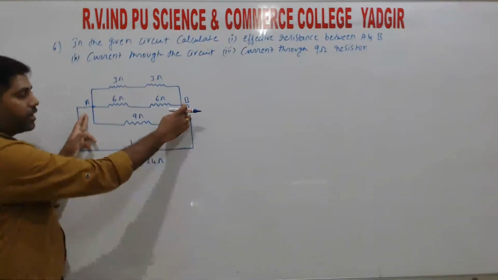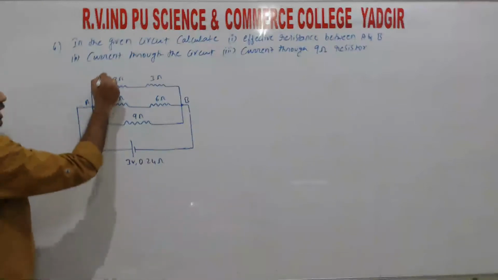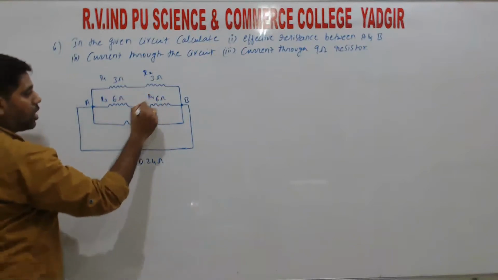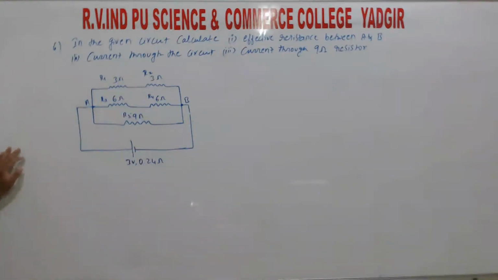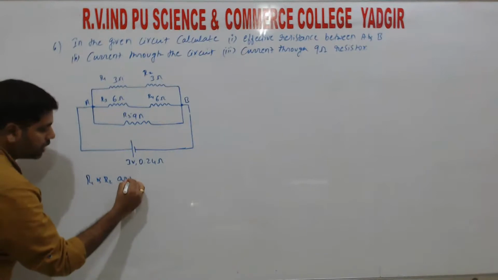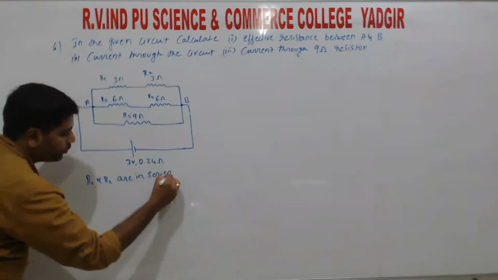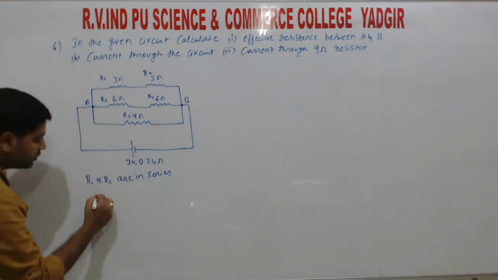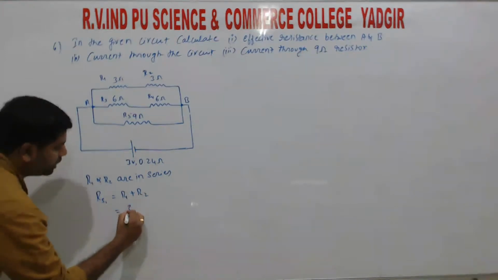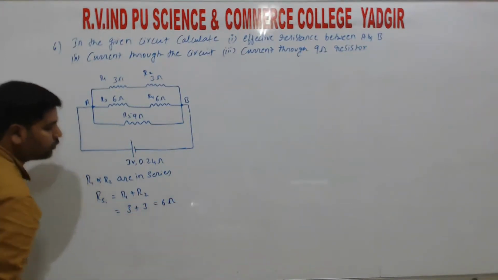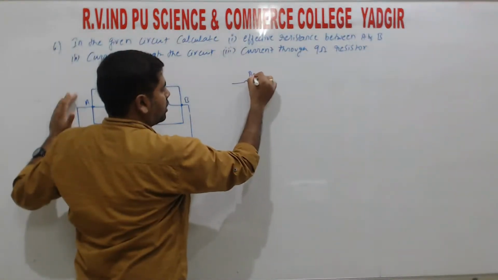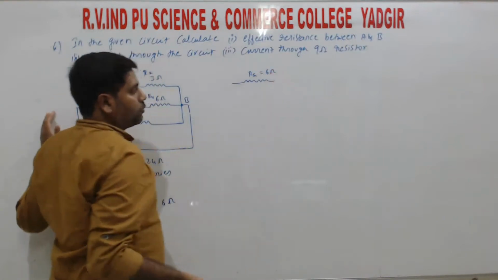So first we need to find the effective resistance between A and B. Naming these resistances as R1, R2, R3, R4 and R5, right? So now in the first one, R1 and R2 are in series, right? For RS1 we have the formula R1 plus R2, 3 plus 3 we get 6, right? We can replace this by a single resistance, that is RS1, equal to 6 ohm, right?